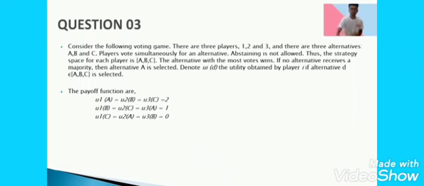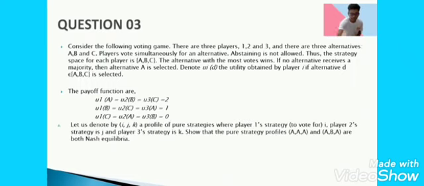In part A, they are asking us to show that the pure strategy profiles AAA and ABA are both Nash equilibria. In part B, they are asking whether AAB is a Nash equilibrium or not. For part A, Dinasha will provide the answer.